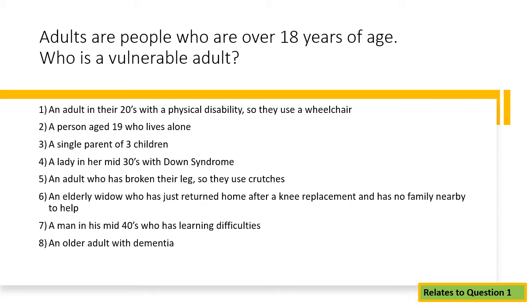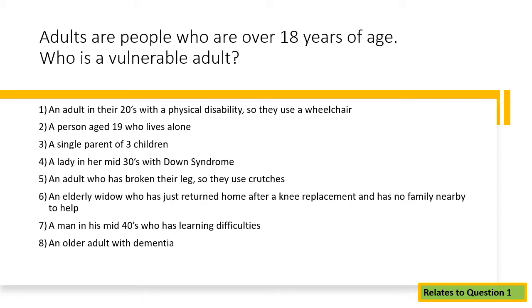So adults are people who are over 18 years of age. But who is a vulnerable adult? You will see here there are 8 descriptions of different adults. I'm going to read through these and I want you to be thinking about, out of these 8, who you think are vulnerable. Think about the slide before when it talked about the definition.